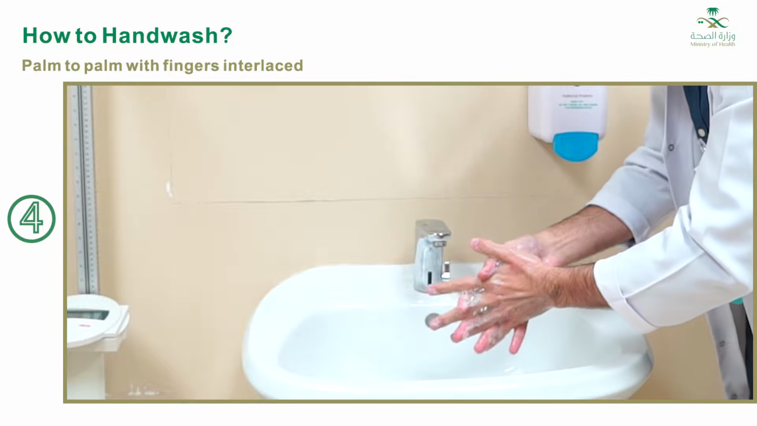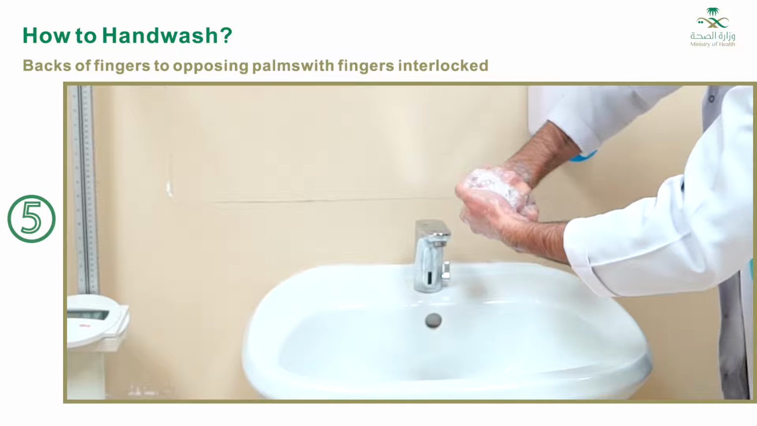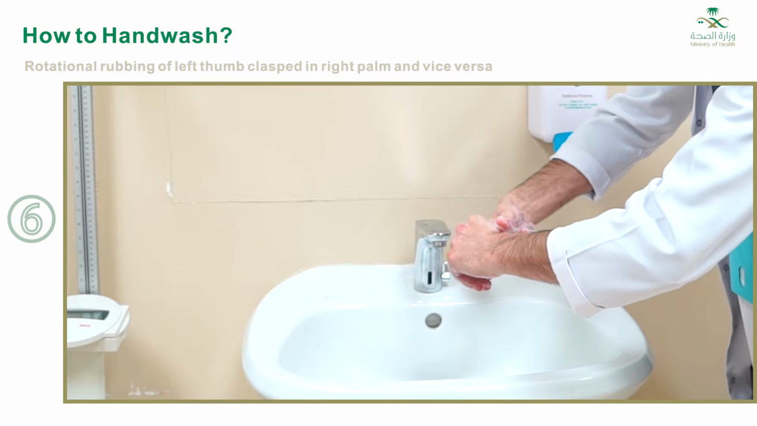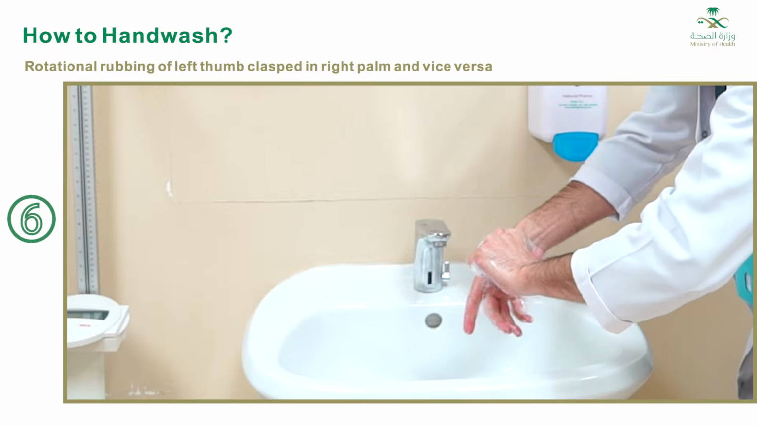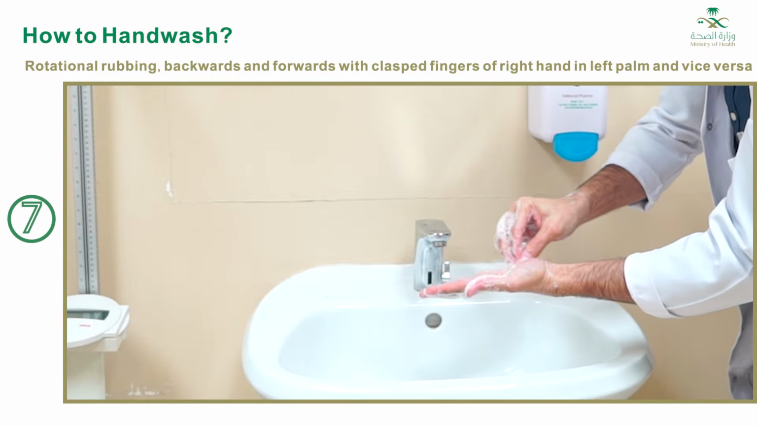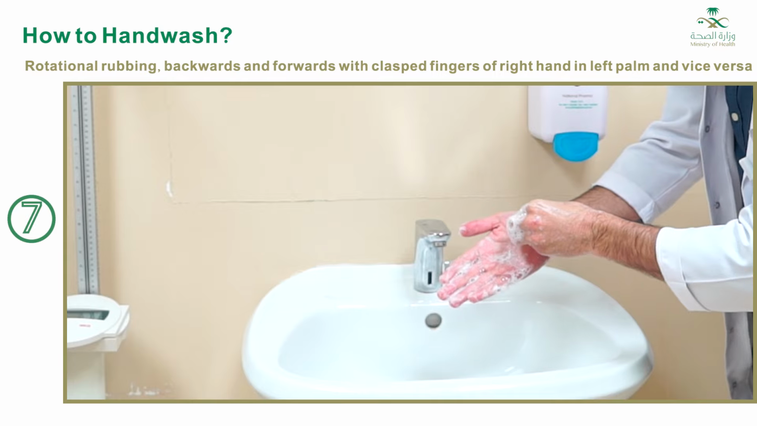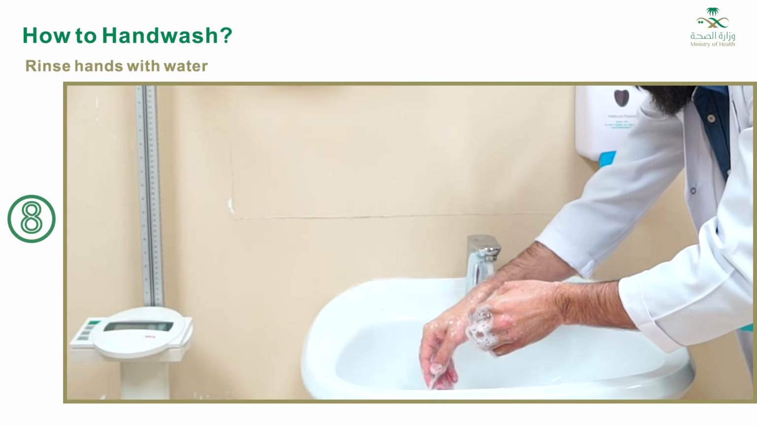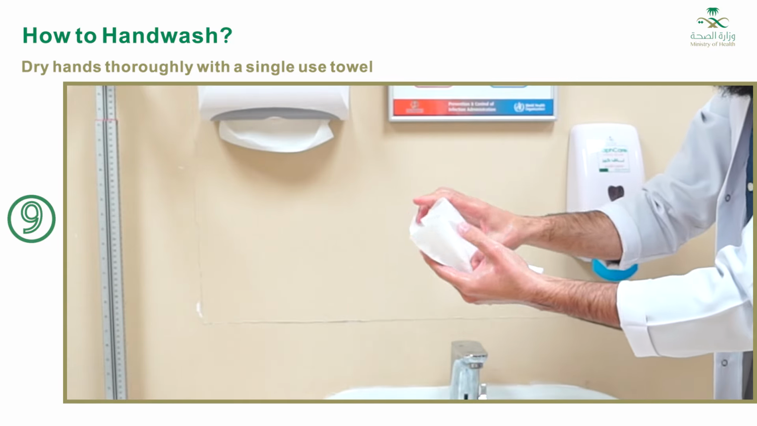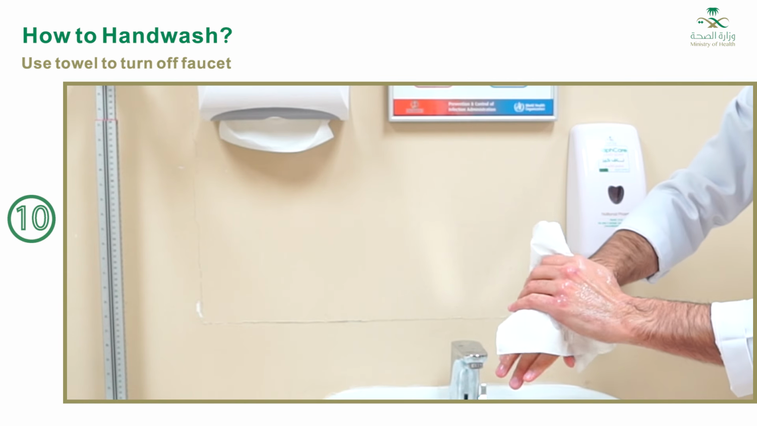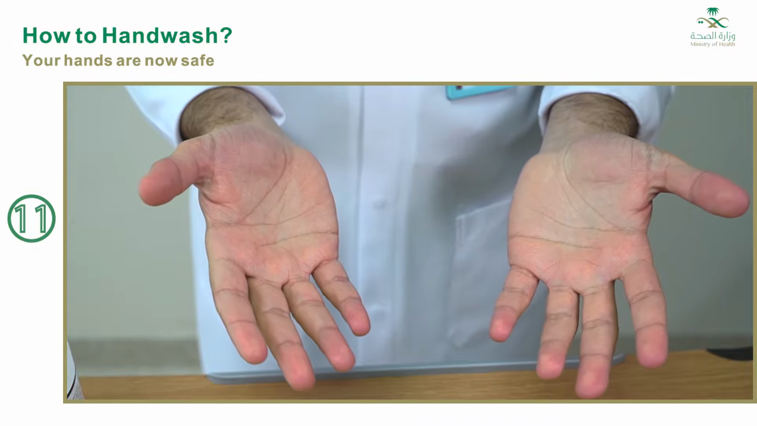4. Palm to palm with fingers interlaced. 5. Backs of fingers to opposing palms with fingers interlocked. 6. Rotational rubbing of left thumb clasped in right palm and vice versa. 7. Rotational rubbing backwards and forwards with clasped fingers of right hand in left palm and vice versa. 8. Rinse hands with water. 9. Dry hands thoroughly with a single-use towel. 10. Use towel to turn off faucet. 11. Your hands are now safe.